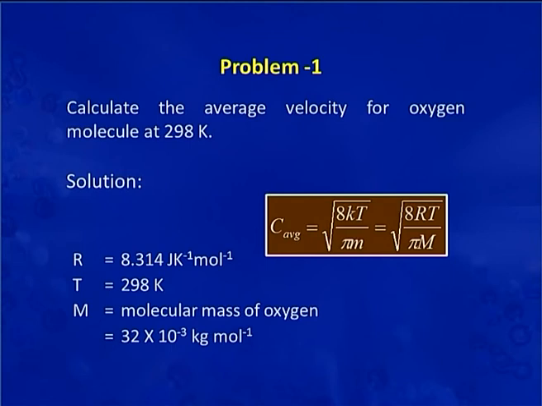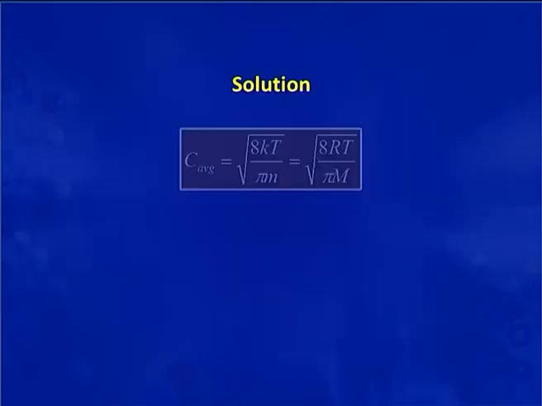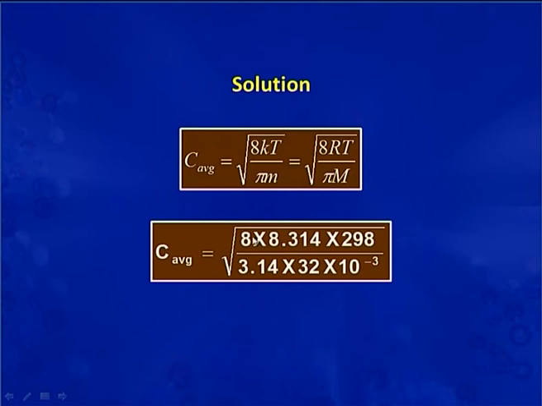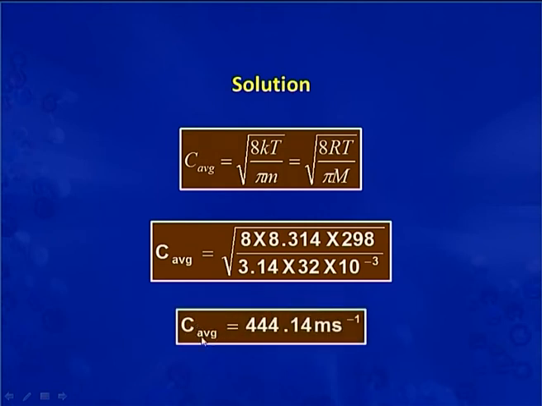Now, if you calculate this value by putting these values in the equation √(8RT/πM), you get C average is equal to √(8 × 8.314 × 298 / (3.14 × 32 × 10^-3)). So, when you calculate this value, you get the C average for an oxygen molecule at 298 Kelvin is 444.14 meter per second.